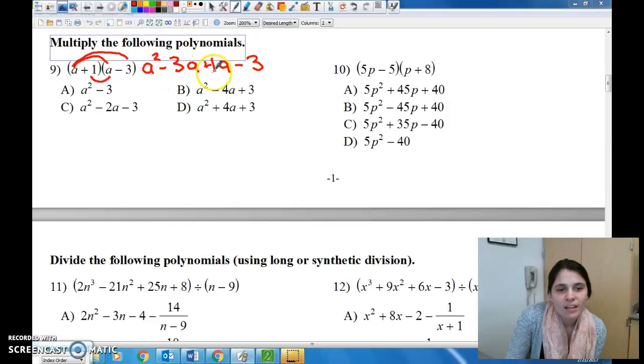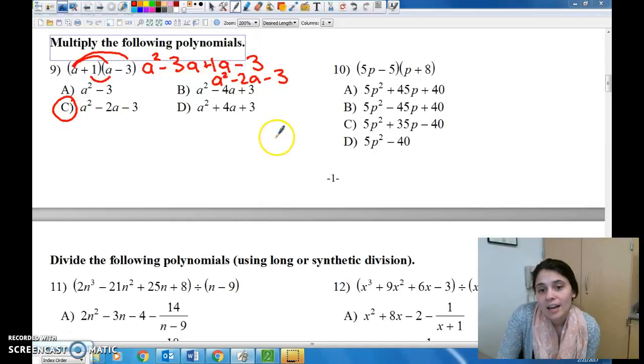So then I can combine like terms. Negative 3a plus 1a is a negative 2a minus 3. And the option for that is C. I'm going to go ahead and let you solve number 10 for yourself, but I'll go ahead and tell you the answer is C. So try it and see if you can get C as your answer.